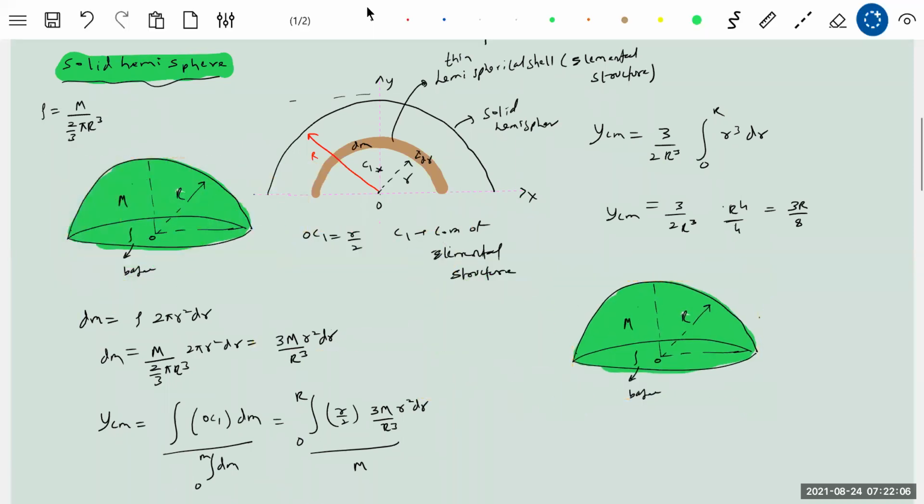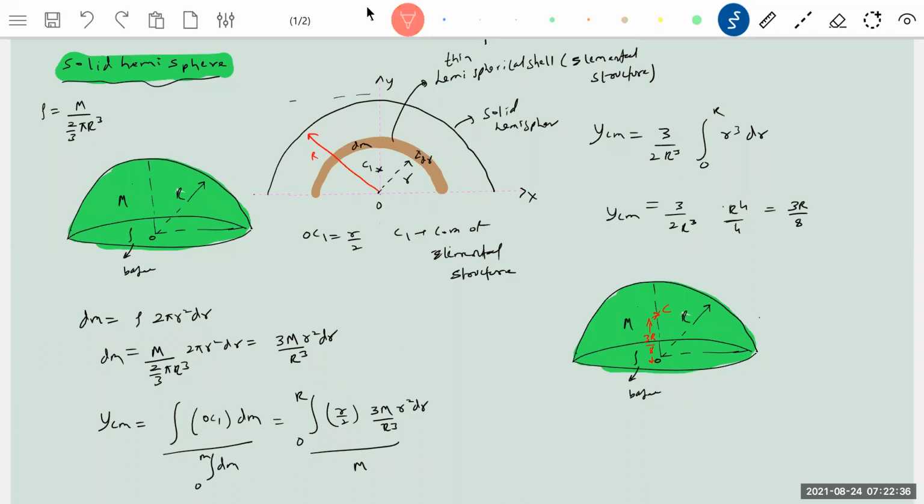Coming chapter, rigid body mechanics. So many numericals just revolve around this one only: the center of mass. So where is it? 3r by 8. You take a watermelon and cut it into two equal parts. Then the center of mass of half of the watermelon will be 3r by 8 from the base. Base means the flat surface here.